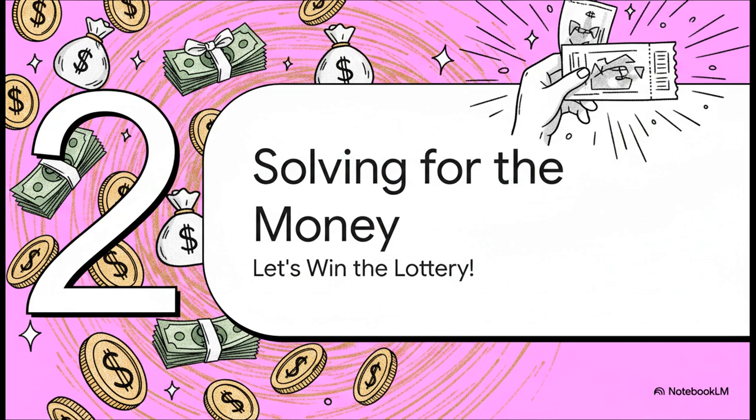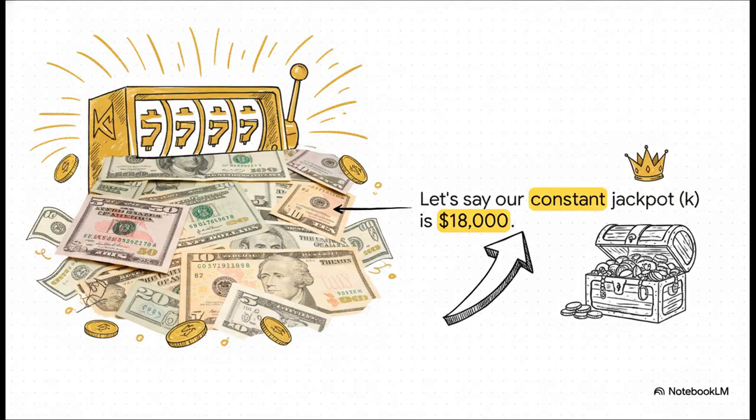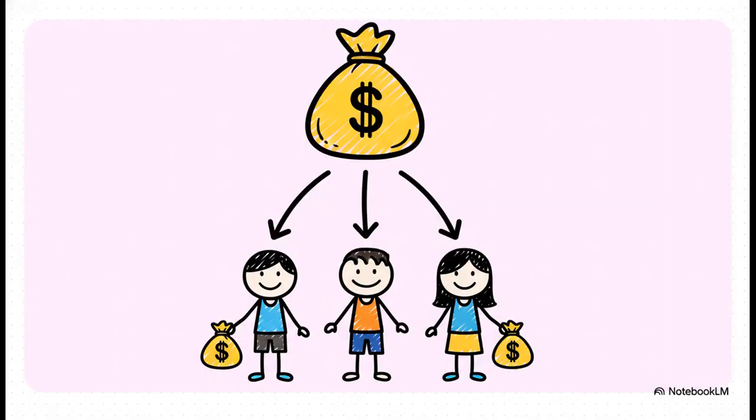Okay, enough about pizza. Let's talk about something even more exciting. We're going to use this super simple formula for a situation we'd all love to be in: splitting a giant lottery jackpot. All right, so here's the deal. Imagine our big jackpot. That's our constant. Our K is a cool $18,000. That number is locked in. It is not going to change, just like the whole pizza never changed. This is our prize.